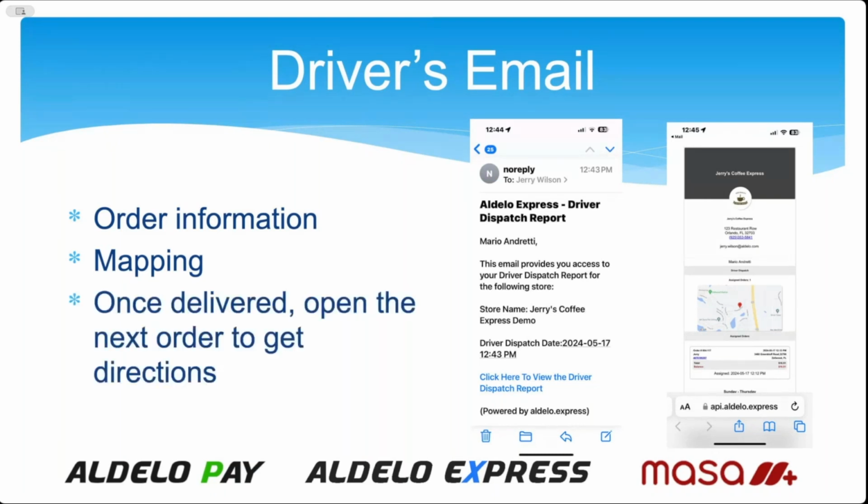Once the delivery is made to that first location, they then open up the next email and get the mapping to that next delivery. So they go from the store to the first delivery, then they get the mapping information from that location to go to the next location, and so forth until they get to the last order. And if they need directions back to the restaurant, they can just do that from the last delivery. But the key is they get the order information and the mapping to the next delivery.